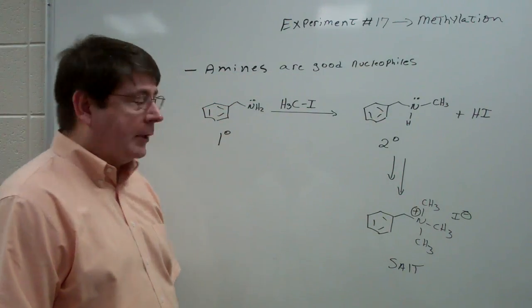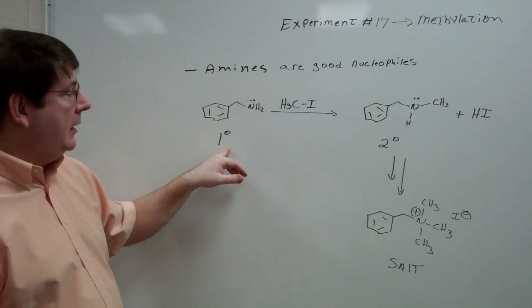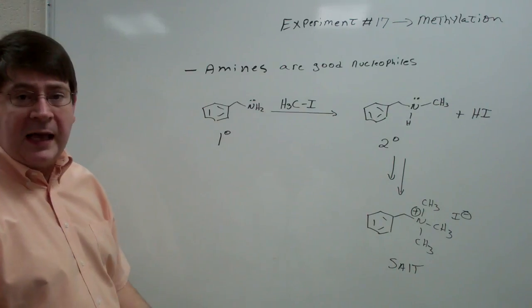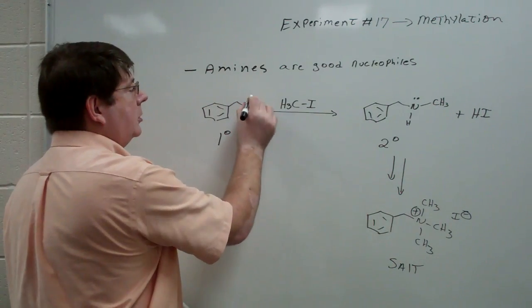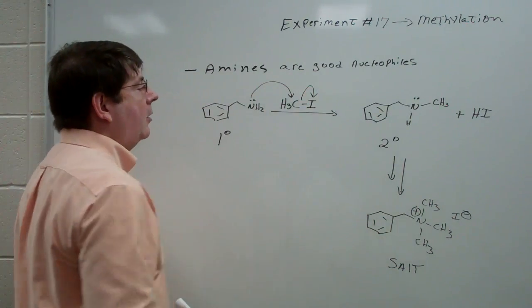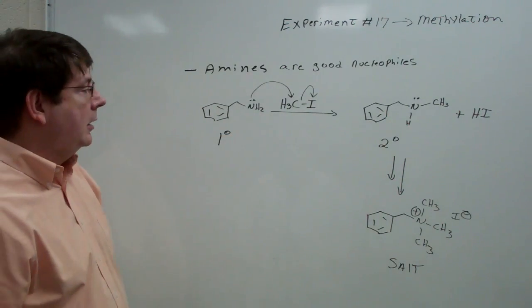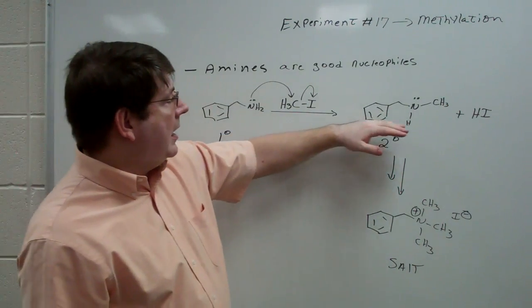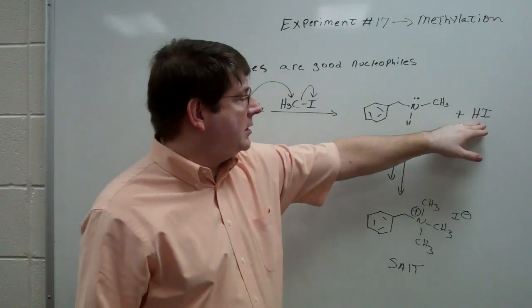So if you'll recall back from lecture, if you start off with an amine, in this case we're going to look at a primary amine, and we react that with some type of alkyl halide, we can get an SN2 reaction to occur where the nitrogen functions as a nucleophile and displaces the leaving group of the alkyl halide. In this case, I'm just looking at methyl iodide, a very simple alkylating agent. And essentially what we get out of that reaction is a secondary amine plus an acid.